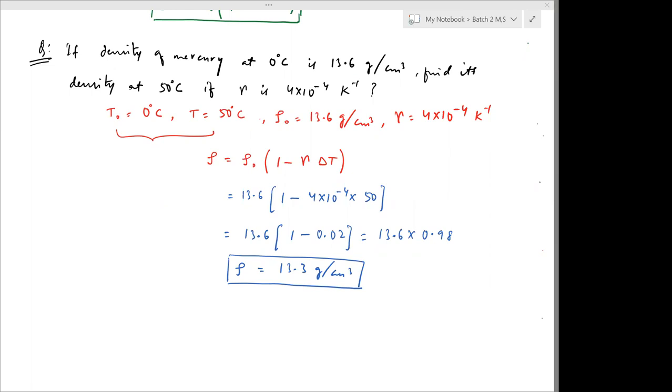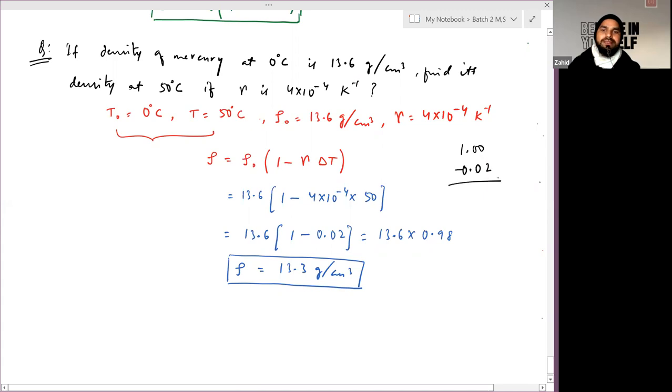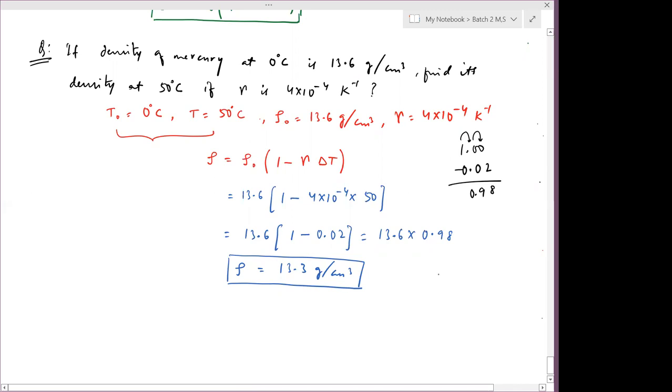So 1 minus 0.02, right? We may write 1.00 minus 0.02 like this. So 10 minus 2, it will be 8. 9 minus 0, it will be 9. Okay, okay, sir.